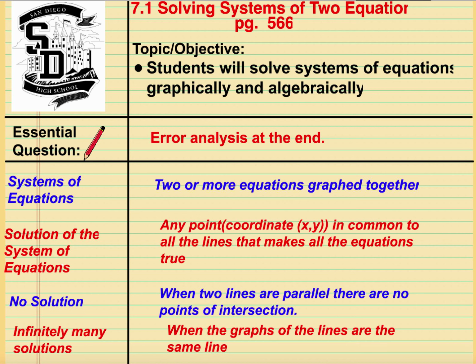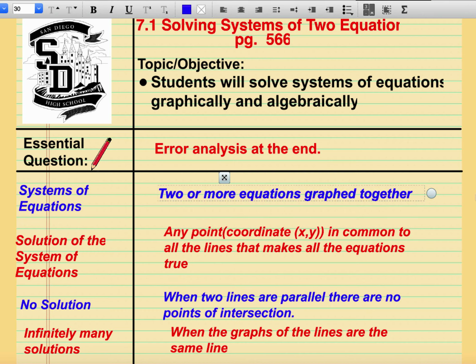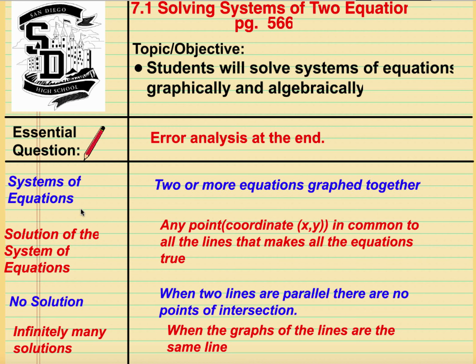So what is a system of equations anyways? Well, it's simply two or more equations that are being graphed together. They're on the same plane. And when we look for a solution of the system of equations, it's just any coordinate that is going to be in common to these equations. So it could be a point where they cross. They could be multiple points where they cross.